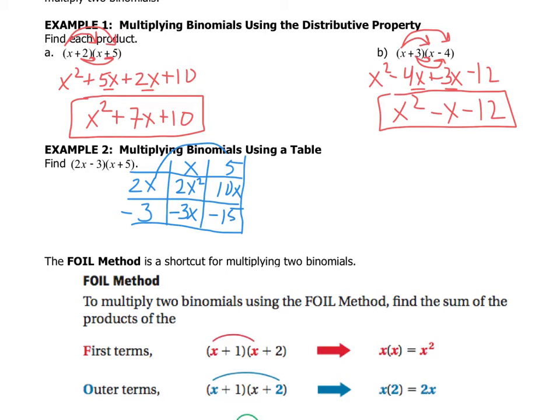And I still have to combine my like terms. There is no other x squareds, but there are some 10 and negative 3 x's. And then I would have the negative 15 to be minus 15 at the end. So that's another way of looking at those if you would like to look at a box or table method.